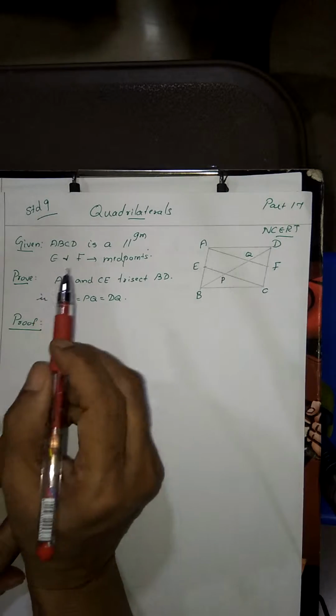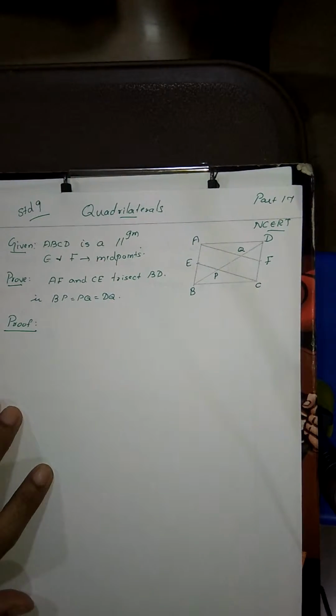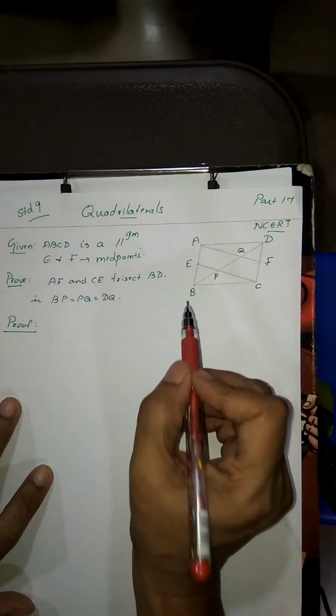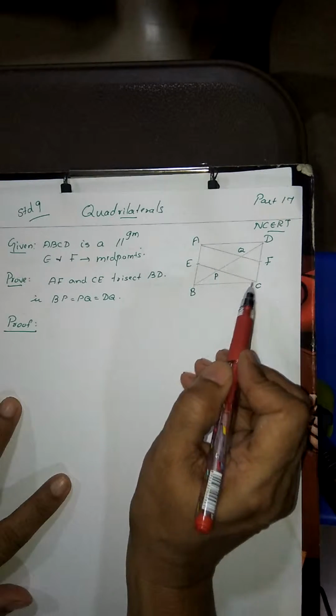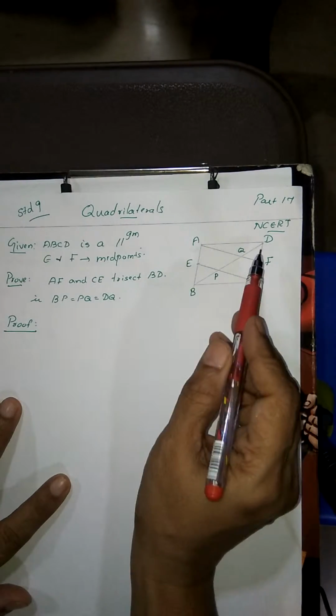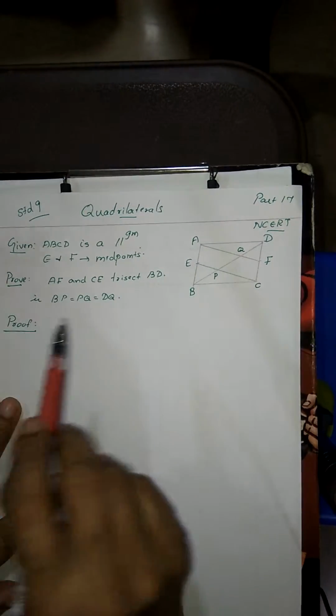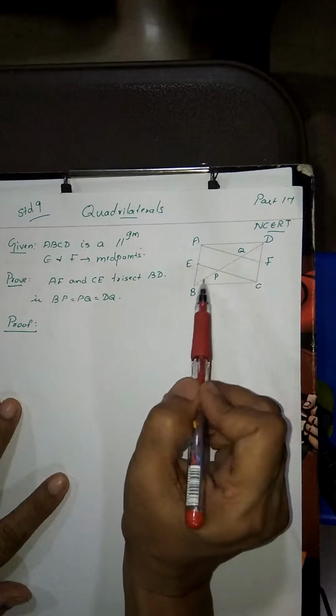The chapter is Quadrilaterals for Standard 9, continuing with our problems related to parallelograms. It's given ABCD is a parallelogram and E and F are the midpoints of AB and CD respectively. You have to prove AF and CE trisect BD.